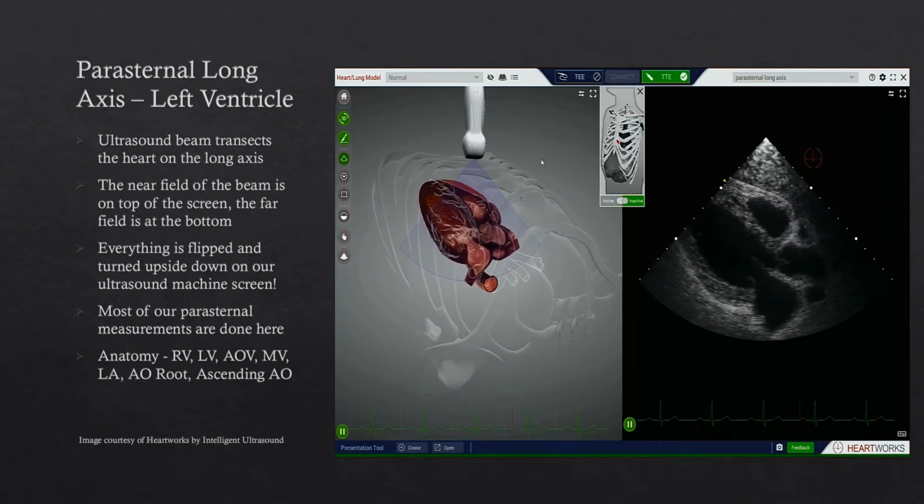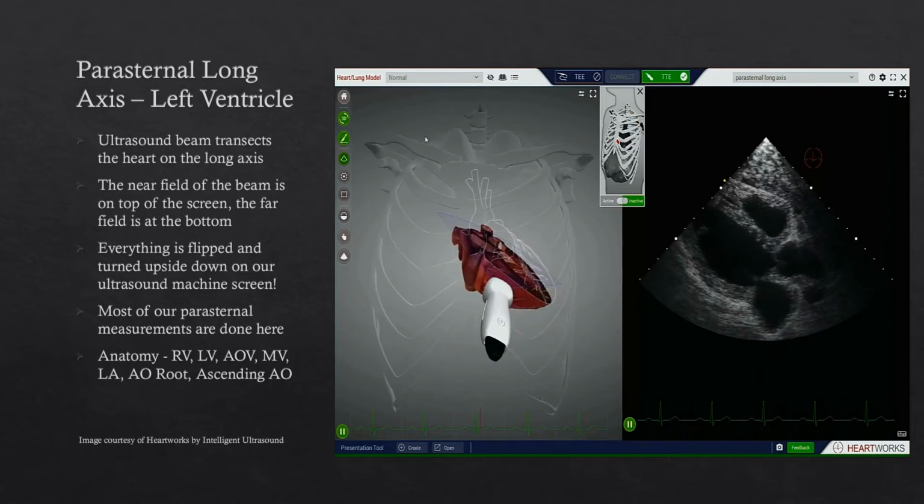There we go. And we spend a lot of time here in our parasternal long axis view of the left ventricle. We do most of our chamber measurements in this view.